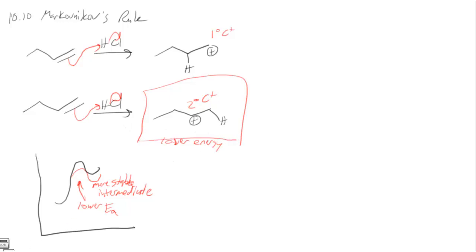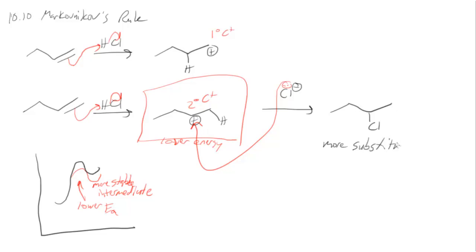Now if I carry the reaction through and take my Cl- and add that back in, my chloride comes in and attacks the carbocation to form my product. And the product that I'm going to get is the more substituted product. That's what Markovnikov's rule is. So the more substituted product is favored due to carbocation stability.